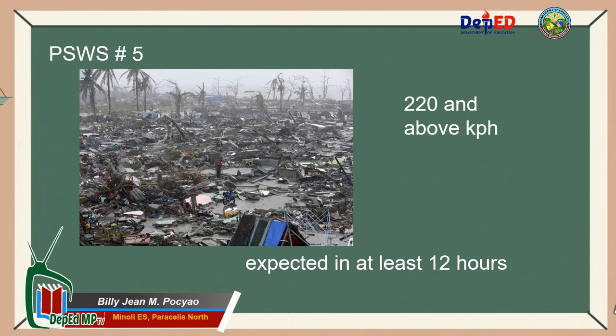Electrical power distribution and communication services severely disrupted. Most plants and tall trees are broken, uprooted, or defoliated. All kinds of travels and activities should be cancelled.